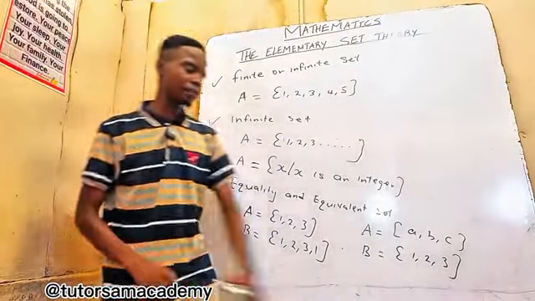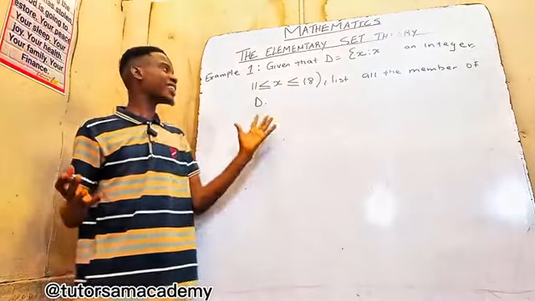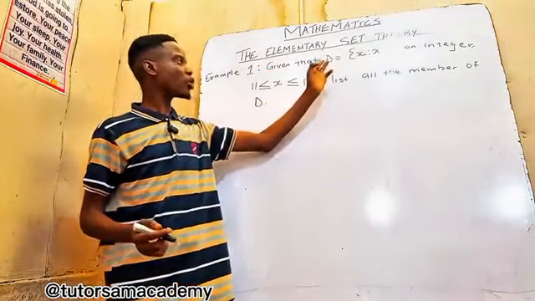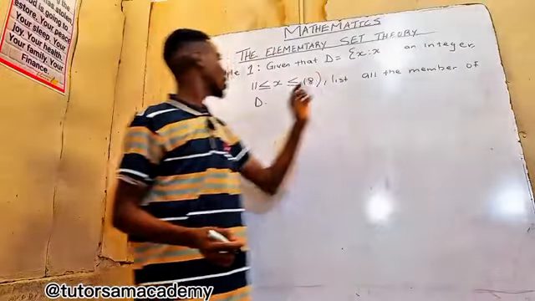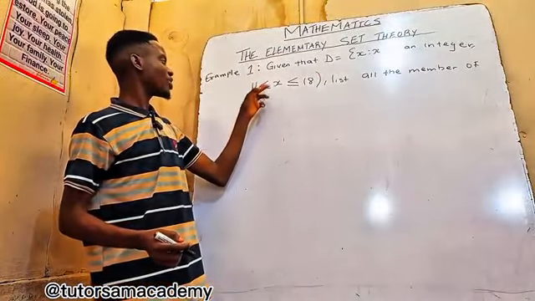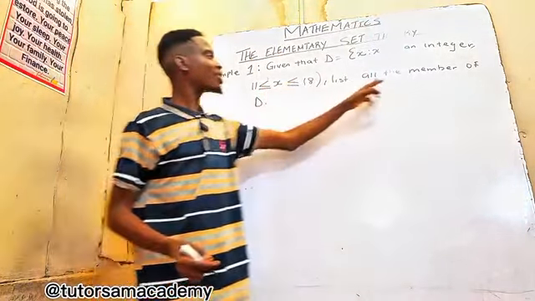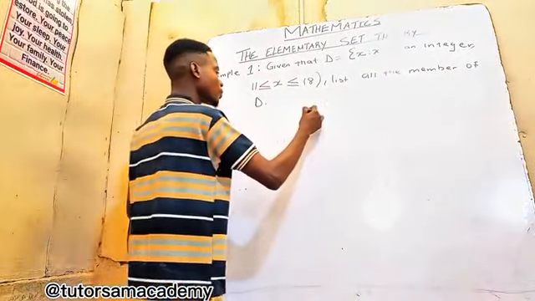Now, two more examples. Let's take this example. The question says, given that D is the set of x such that x is an integer, 11 less than or equal to x less than or equal to 18, list all the members of D. Now, follow me carefully. Solution.